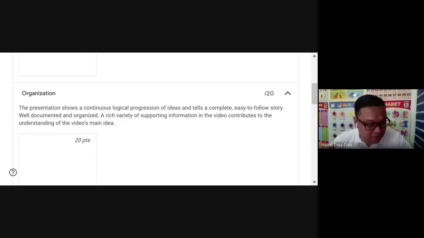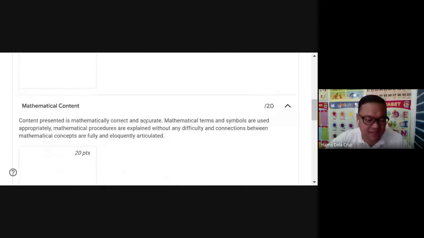Organization. The presentation shows a continuous logical progression of ideas and tells a complete, easy-to-follow story. Well-documented and organized. So, tinitingnan dito yung pagkakaayos ninyo dun sa storyline ninyo. A rich variety of supporting information in the video contributes to the understanding of the video's main idea. So, lalagyan nyo ng mga supporting informations or discussions para mas ma-emphasize yung storyline na dinidiscuss ninyo.